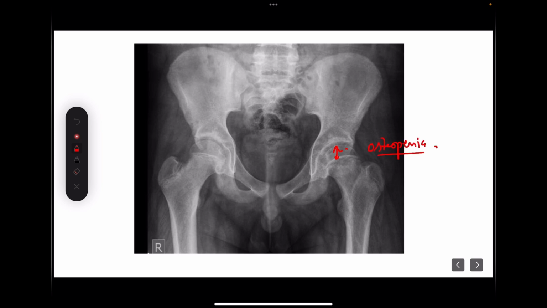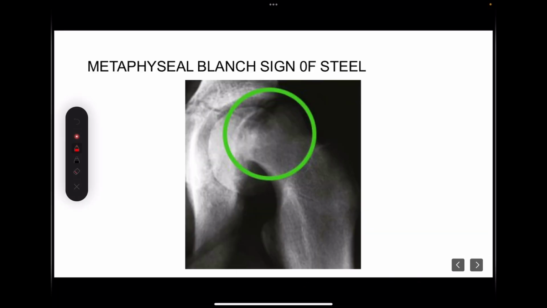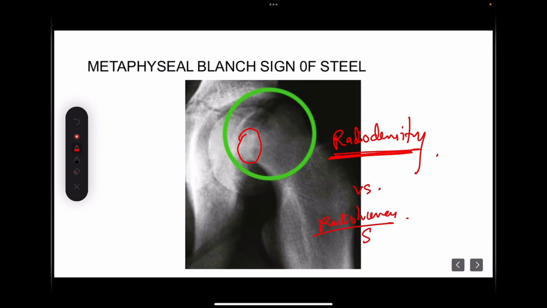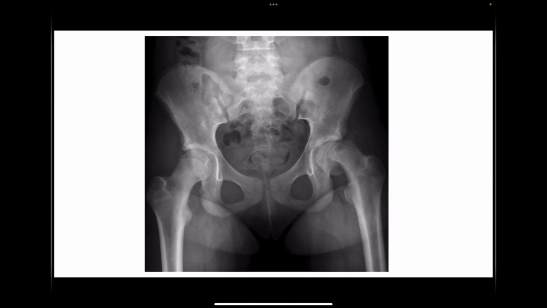All these are the findings, and again, Sham sign. Coming to the next radiograph, this is showing metaphyseal blanch sign of Steel. Over this region, you are able to see radiodensity. This is the sign of radiodensity versus what was radiolucency? That was Sham or Capener sign. Okay. Now coming to the next one.